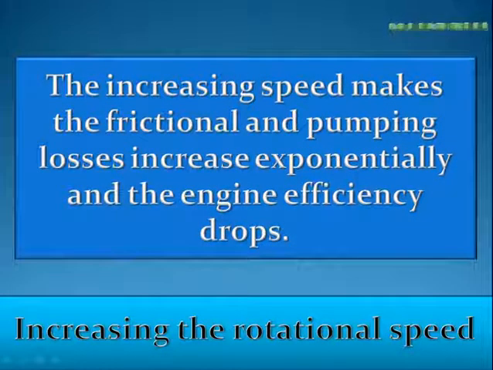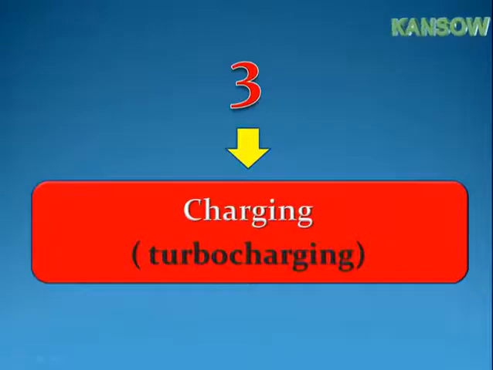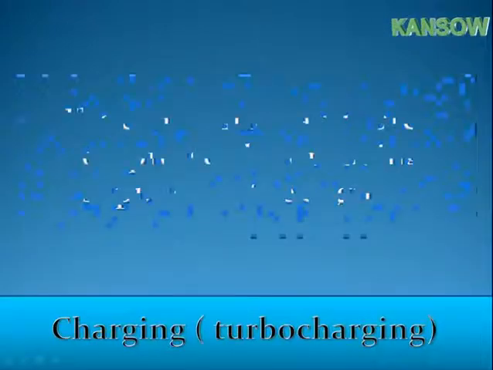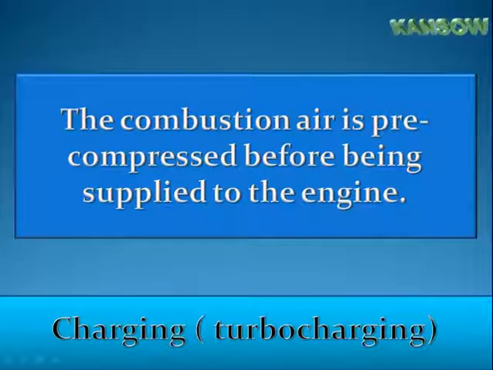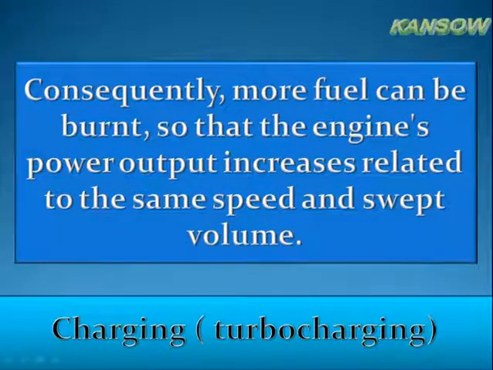The increasing speed makes the frictional and pumping losses increase exponentially and the engine efficiency drops. The combustion air is pre-compressed before being supplied to the engine. The engine aspirates the same volume of air, but due to the higher pressure, more air mass is supplied into the combustion chamber. Consequently, more fuel can be burnt, so that the engine's power output increases related to the same speed and swept volume.